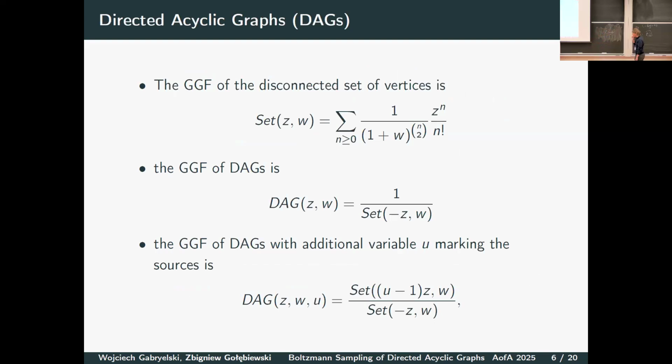So what was also done, we can specify a graphic generating function for a set of disconnected vertices. So this is just simple stuff because we got one such set and the rest is from the definition. And then they showed that the generating function of directed acyclic graphs is given by this simple looking equation. And moreover, if you want to mark the sources in this directed acyclic graph, you can do it and you end up with this nice looking equation.